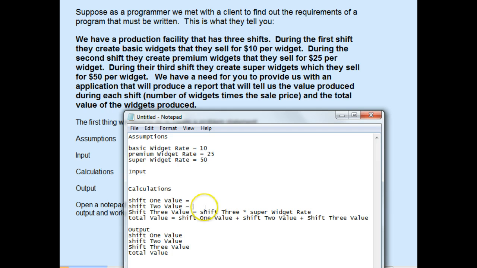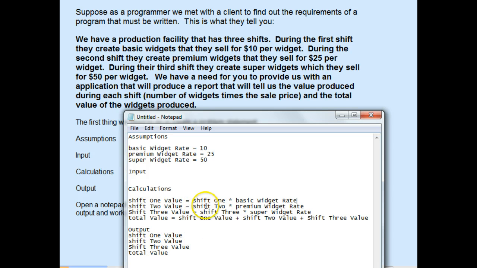Then as I move up, it's going to be the same math. I'm going to have a shift 2, and I want to multiply that by the premium widget rate. So I'll copy and paste that. And then the first thing I'm going to do is I have a shift 1, and I'm going to multiply that by the basic widget rate. So I have done all the math, so I've come up with everything I need.